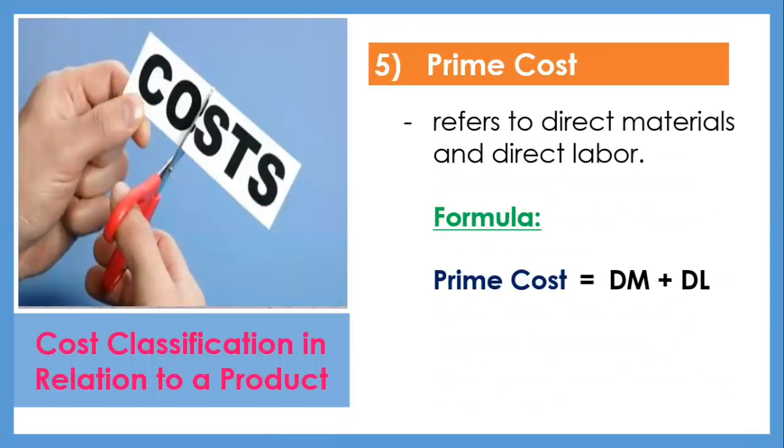So next we have prime cost. What do we mean by prime cost? If we say prime cost, it refers to direct materials and direct labor. So in getting prime cost, the formula would be the sum of direct materials and direct labor. So in order for us to better understand prime cost, let us have an example.